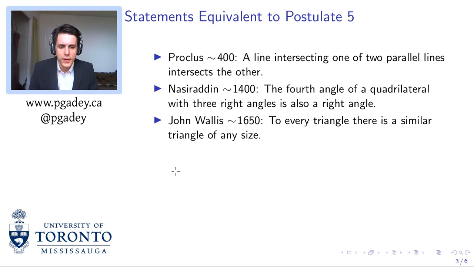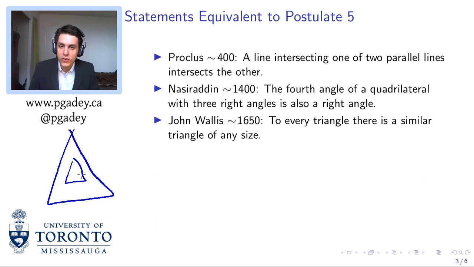Here's a statement from the English tradition. John Wallace, who was a tutor to Sir Isaac Newton, said, to every triangle, there is a similar triangle of any given size. So if we have a small triangle, we can enlarge it and obtain a similar triangle of any given size that we want. Okay? It's not clear how this relates to the theory of parallels, but it turns out that this is in fact equivalent to the parallel postulate.